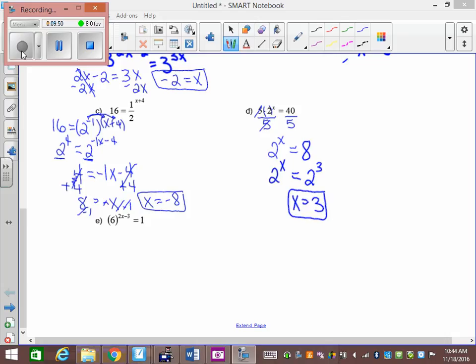Then we could check it. 5 times 2 to the 3 equals 40. This is the check. 5 times 8 equals 40. 40 equals 40.